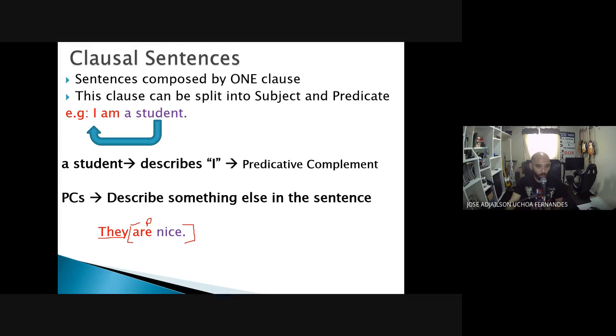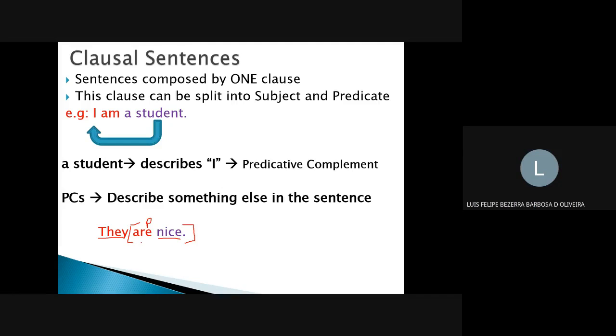The predicator is always the main verb. In this case, we have only one. Now, what is the function of nice? Nice is an adjective. Can I say nice is an adjective phrase? An adjective on its own can also be treated as an adjective phrase. Okay, now what is the function of nice? What is nice referring back to? Or can I say nice is the object of the verb to be?